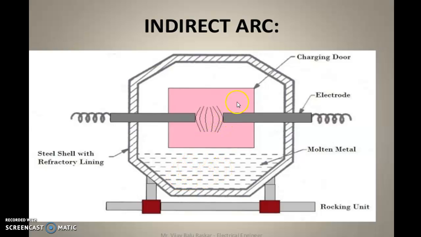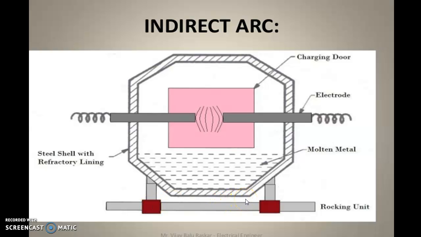Another part is the charging door. And this is the electrode. Two electrodes are projected along the horizontal axis, and there is a steel shell with a refractory lining, and the rocking unit is here.